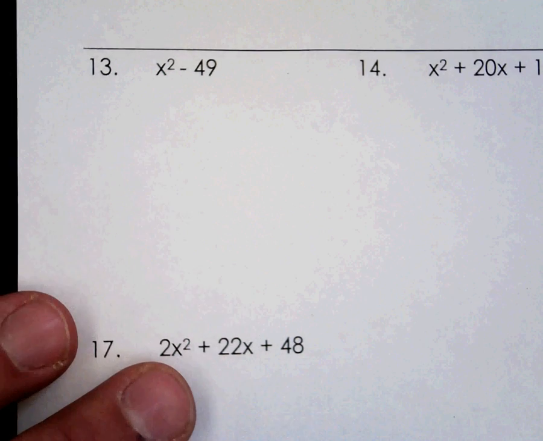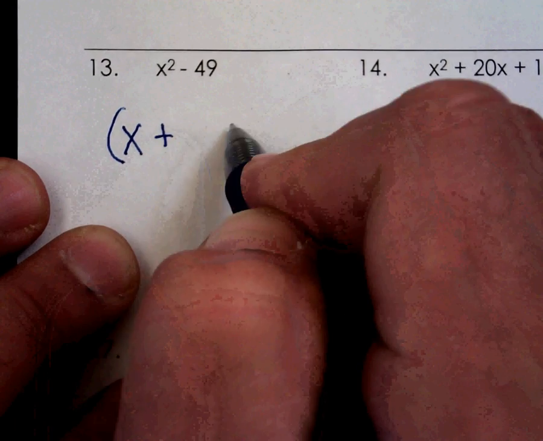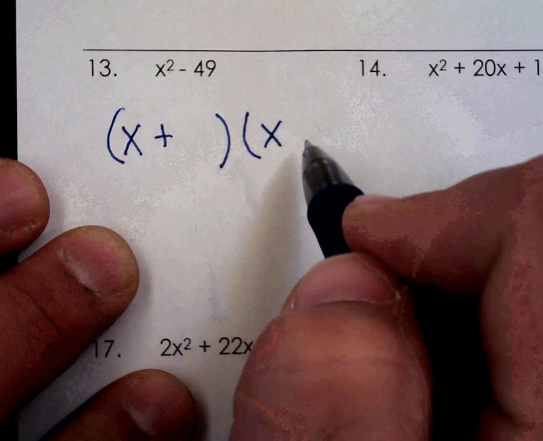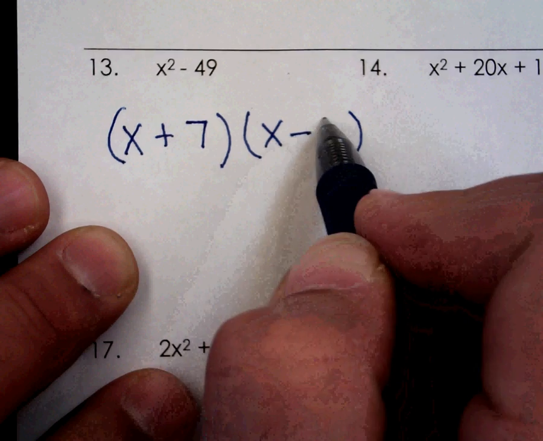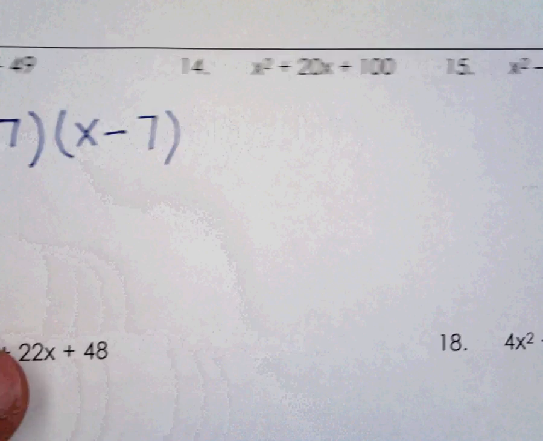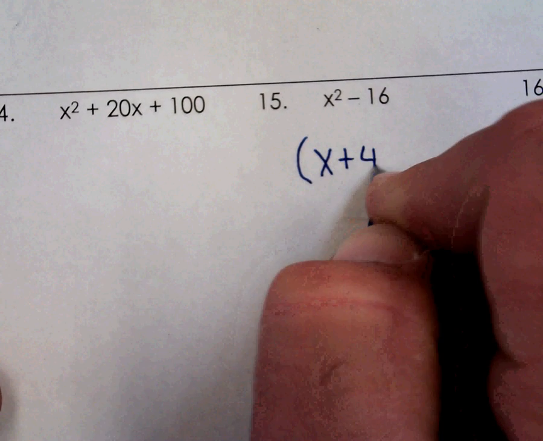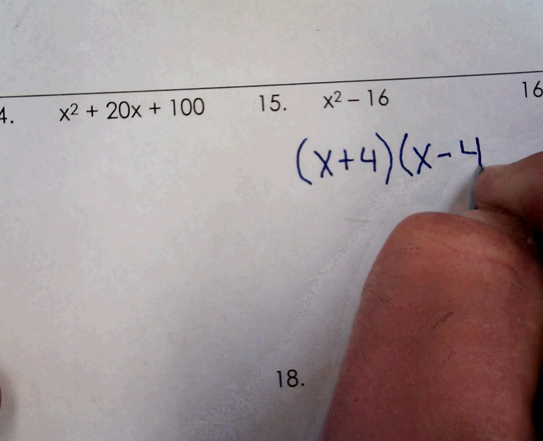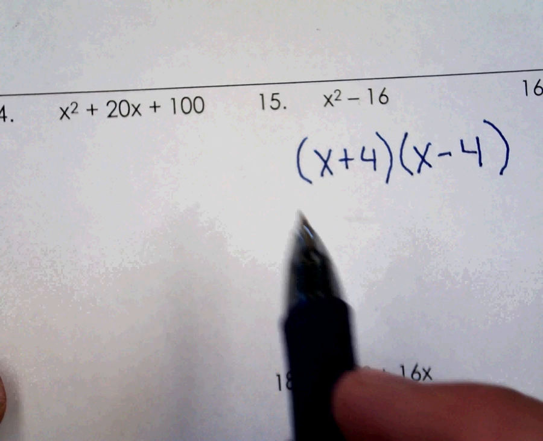13. Difference of perfect squares. Whenever you have the difference of perfect squares, it's just x plus the square root of 49 and x minus the square root of 49. That comes true again in 15. It's just x plus 4 and x minus 4. I skipped 14 for now. I jumped over to 15, x plus 4, x minus 4.